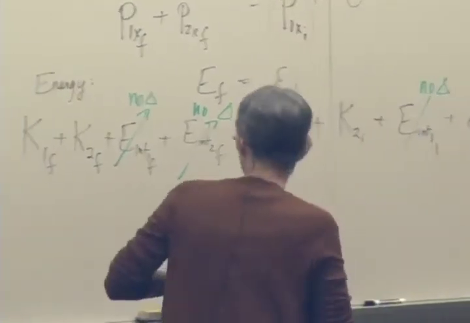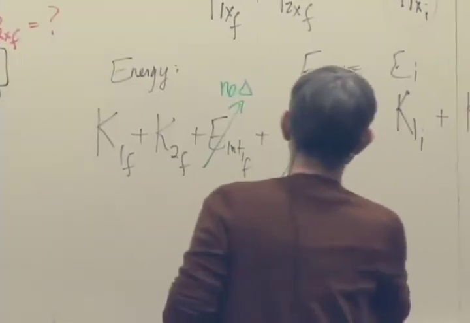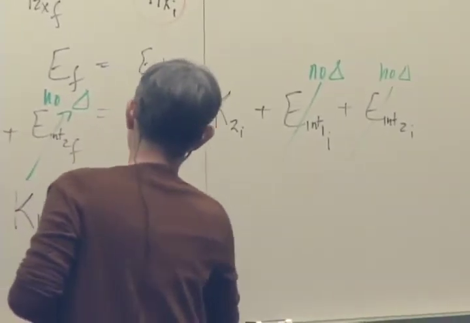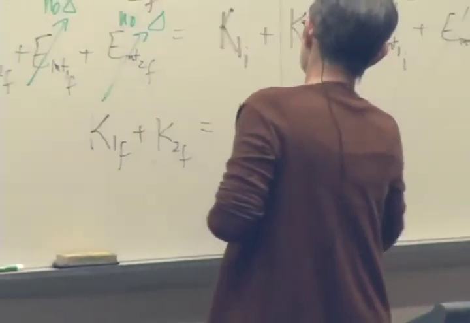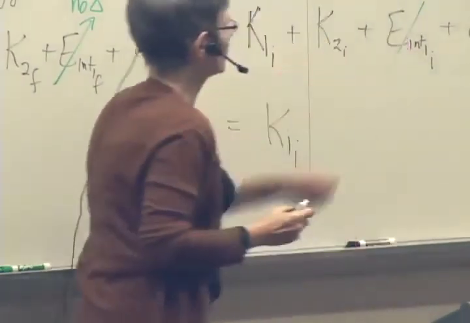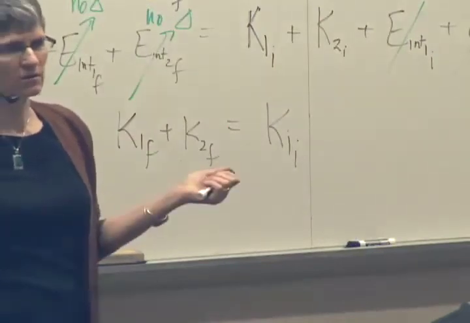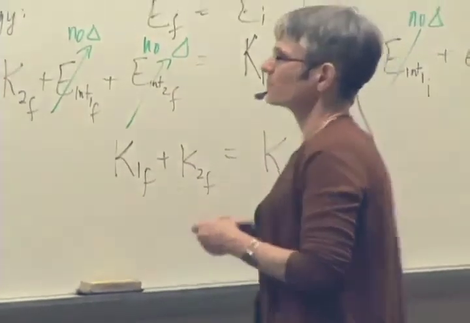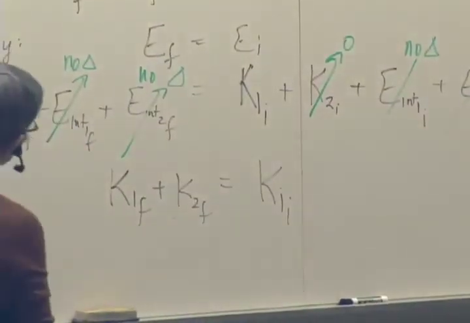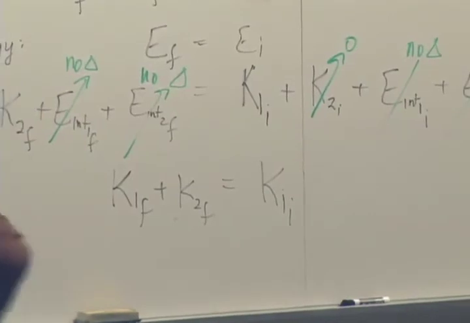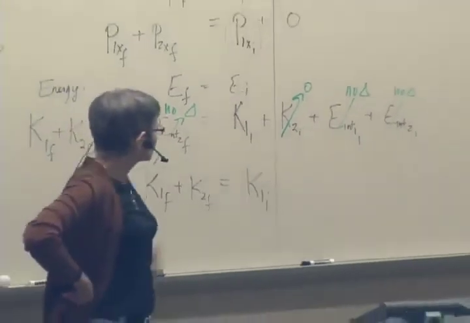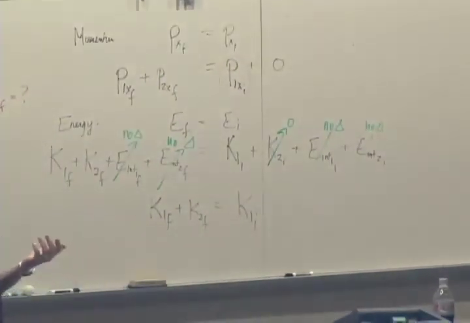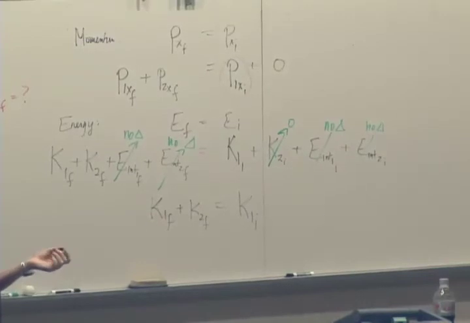And so we have a much simpler equation, which is K1 final plus K2 final is K1 initial. And what do we know about the initial kinetic energy of cart 2? It was 0, so that's 0. Now, it still sort of doesn't look right because we got momentum up here and kinetic energy down here, so it looks like we have 4 unknowns. So how's this going to work?